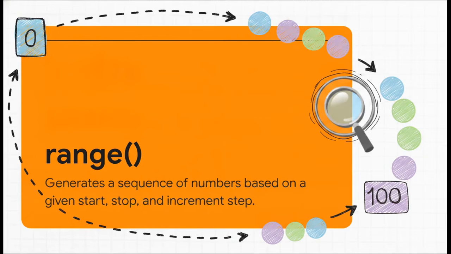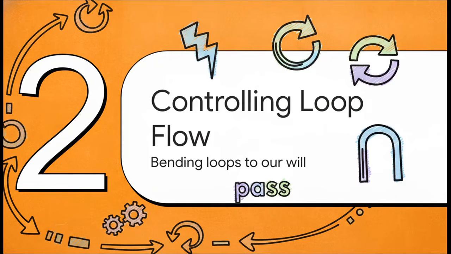But you might be wondering, what if you don't actually have a list of items? What if you just need a loop to run, say, exactly 50 times? Well, you just pair your for loop with the range function. You can tell it to start at 0, stop at 100, or even count by 5s if you want. It's incredibly flexible.